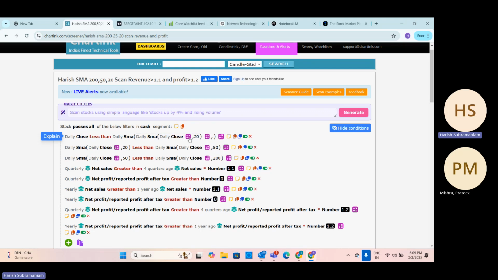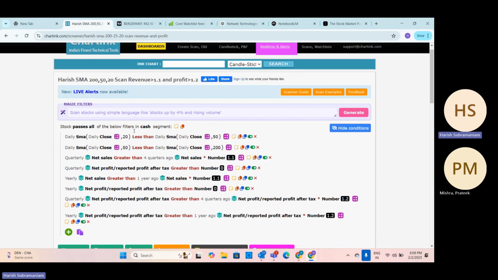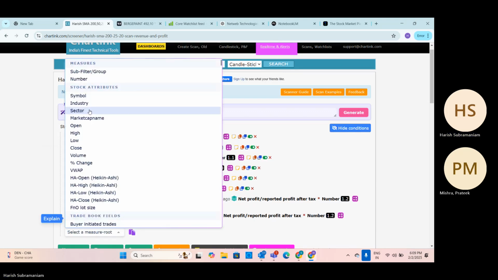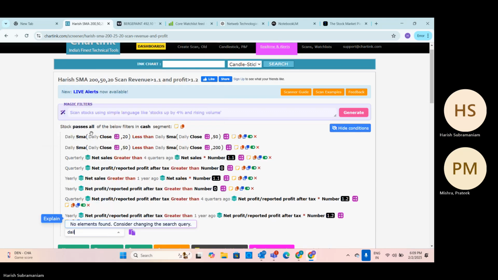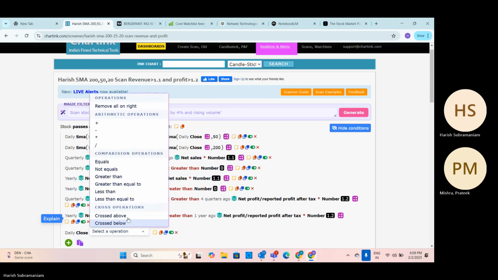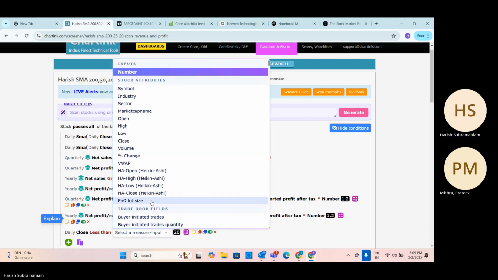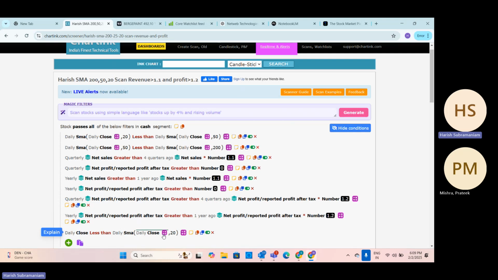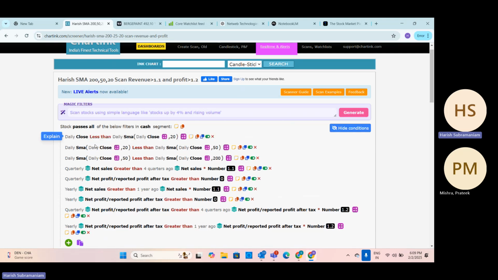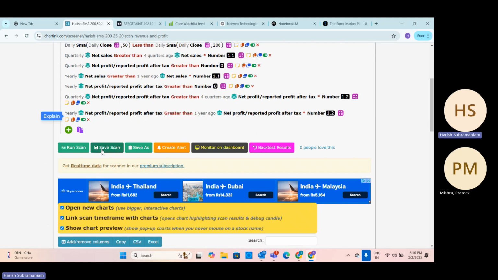I think this has come in multiple times. We have to remove it. We'll just remove it. Not sure how to remove it, but okay, we'll just add the new condition again. Close has to be less than SMA 20. This is our condition, and then we bring this up. Not sure if we can do that. Yeah, we can do that. We save the scan.